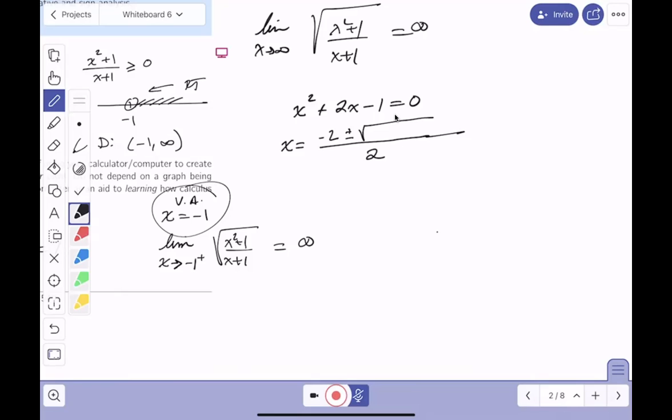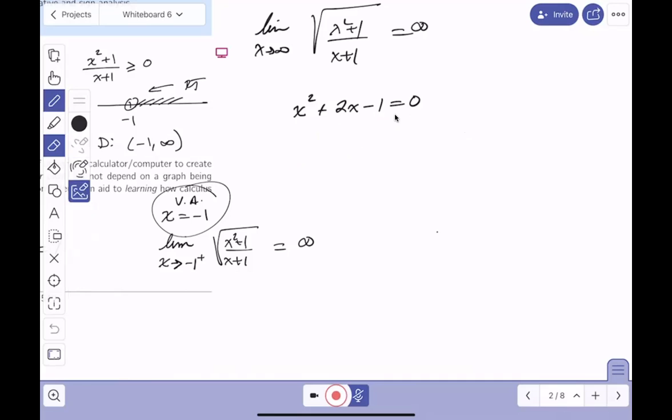You know what to do? I am going to complete the square. That's ridiculous to do this over here. I can complete the square much easier, and it's a good chance to review it too.